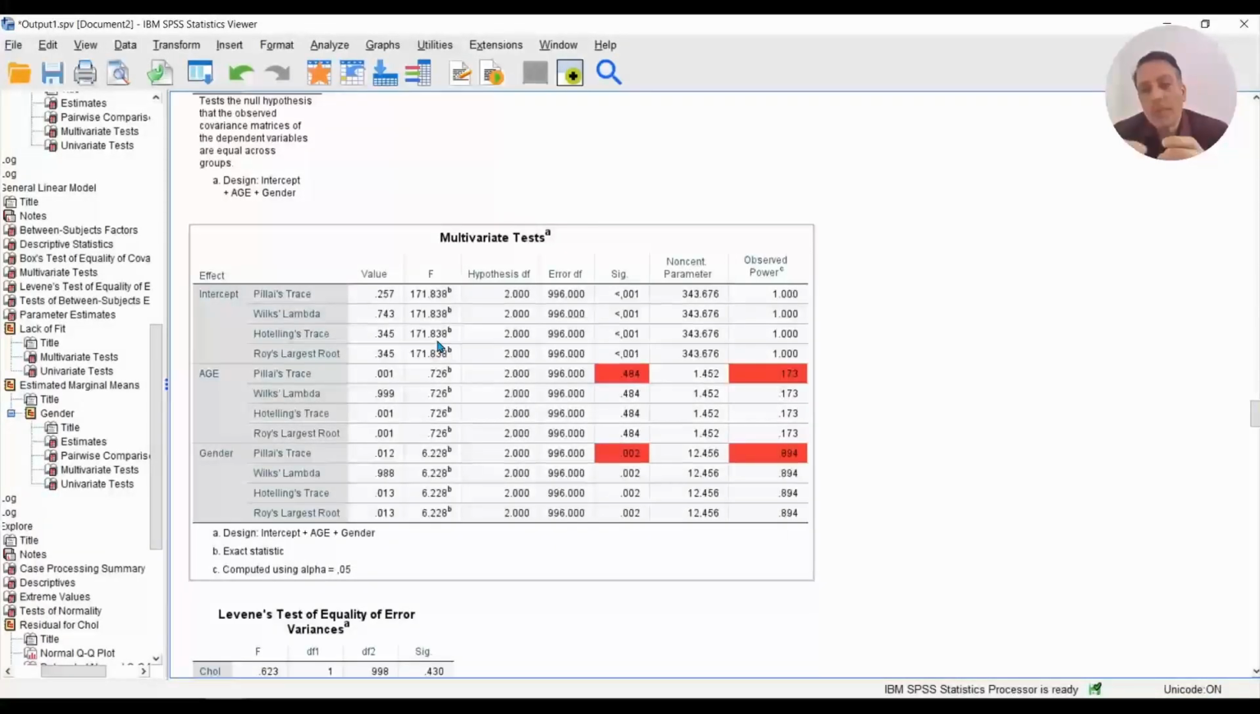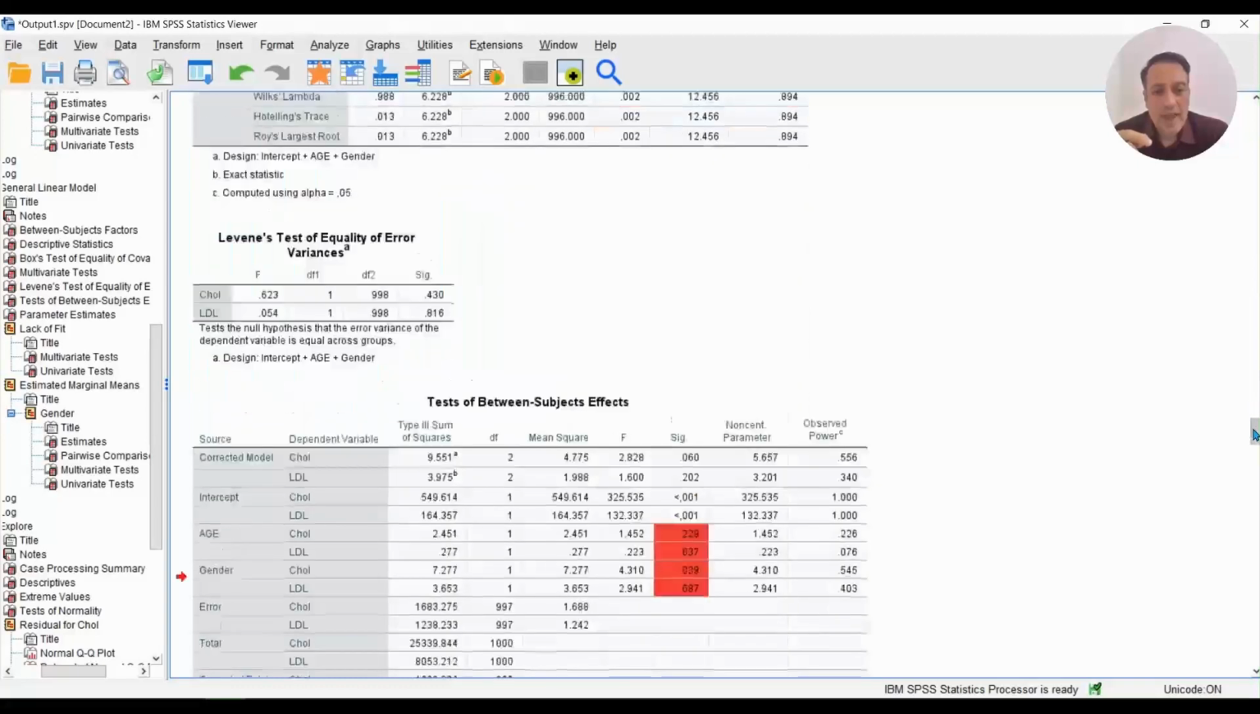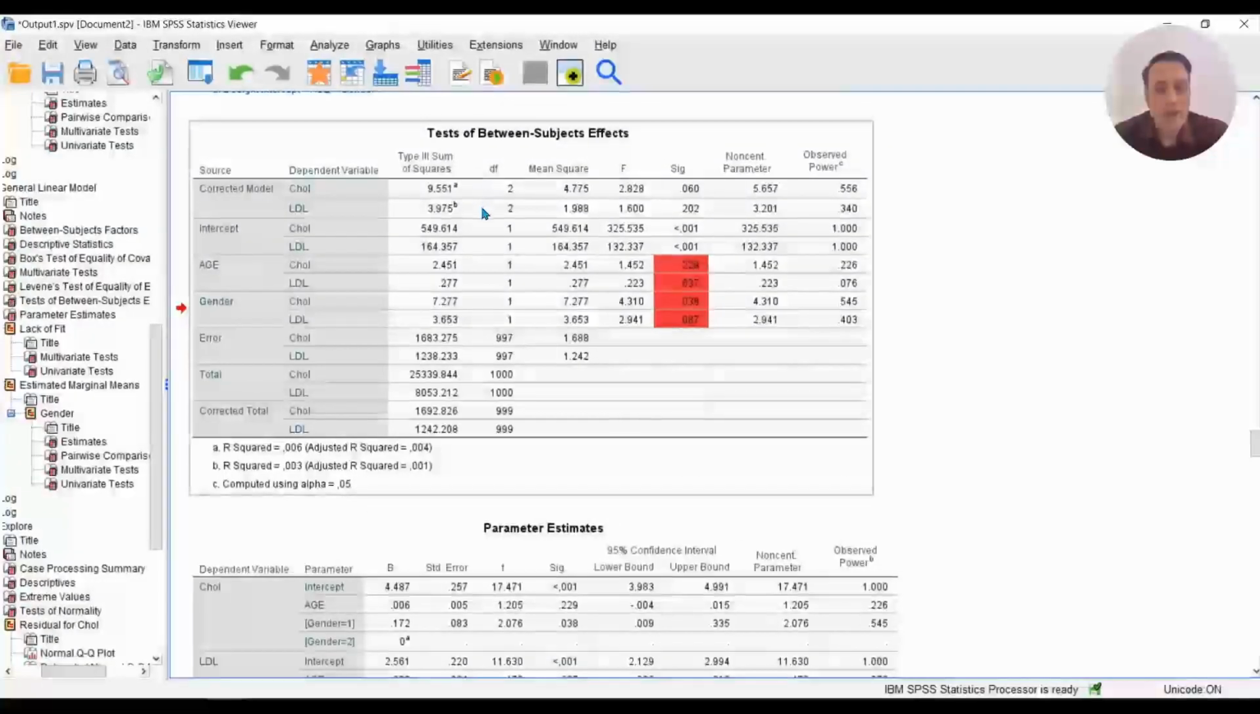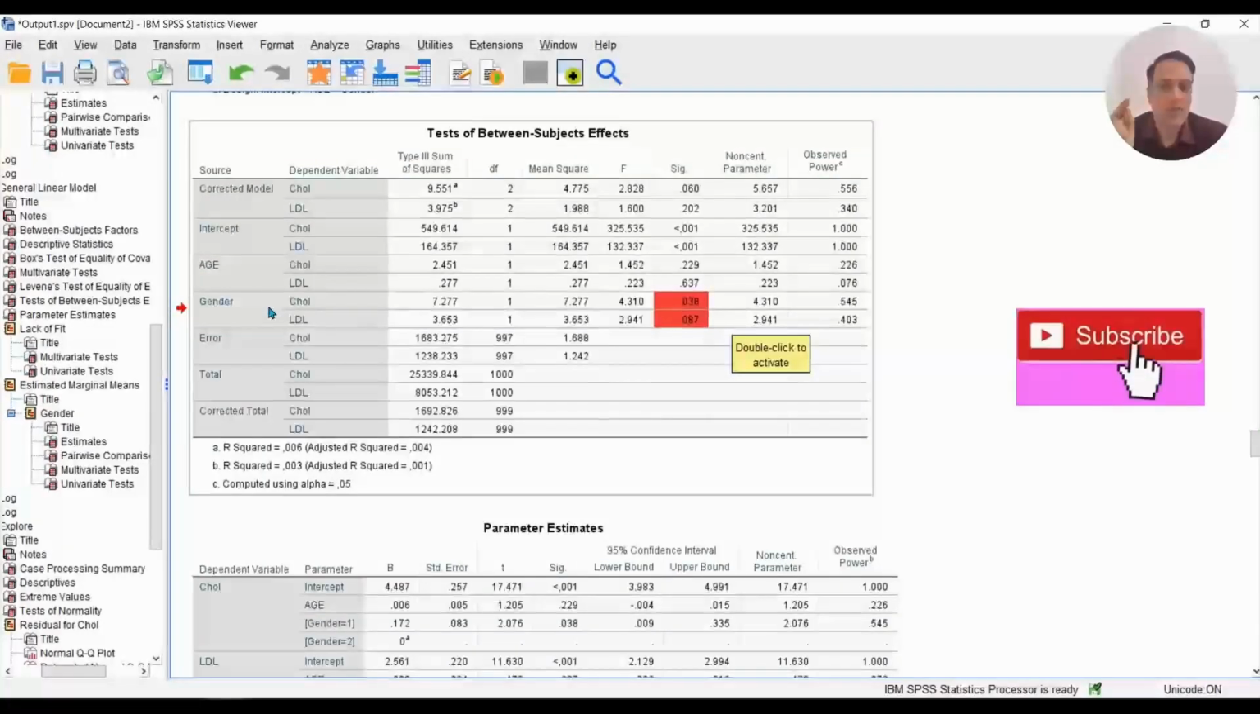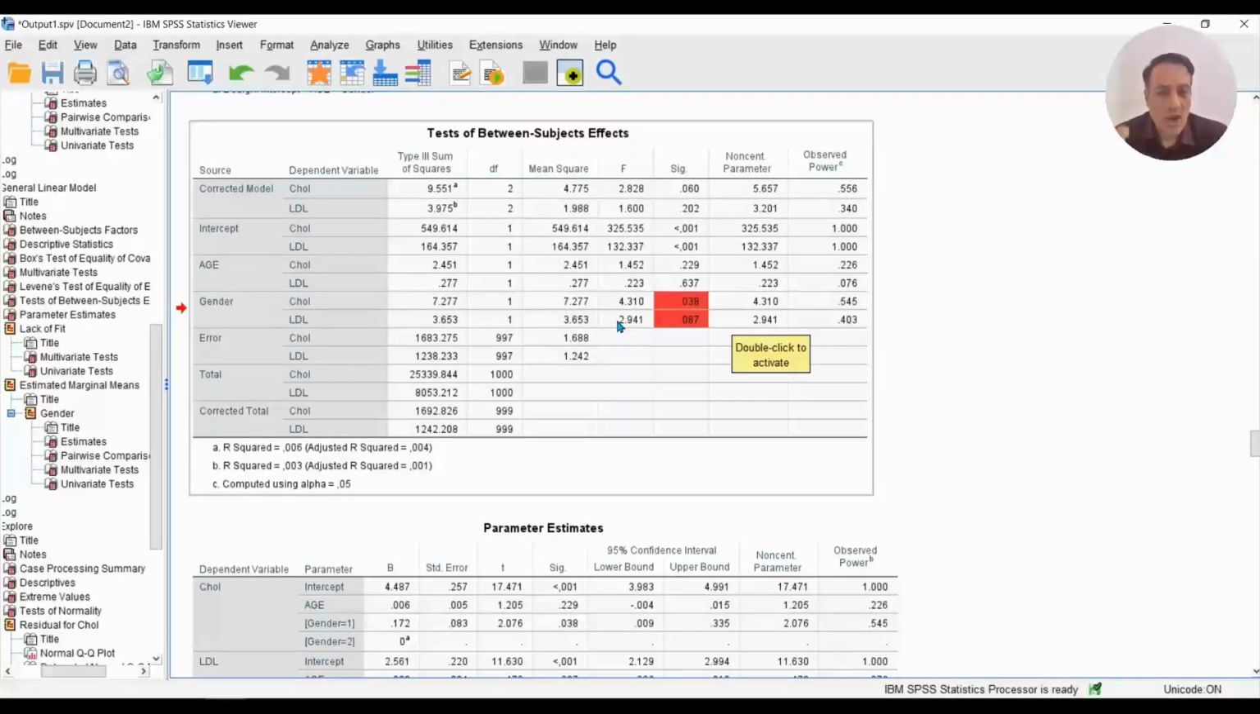But if I want to speak separately about every dependent variable, you need to go to another table named tests of between-subjects effects. Now, if we consider 5% type 1 error, there is a linear relationship between gender and cholesterol. And if we consider 10% type 1 error or alpha, there is a linear relationship between gender and both dependent variables. In the last column, observed power is reported another time.